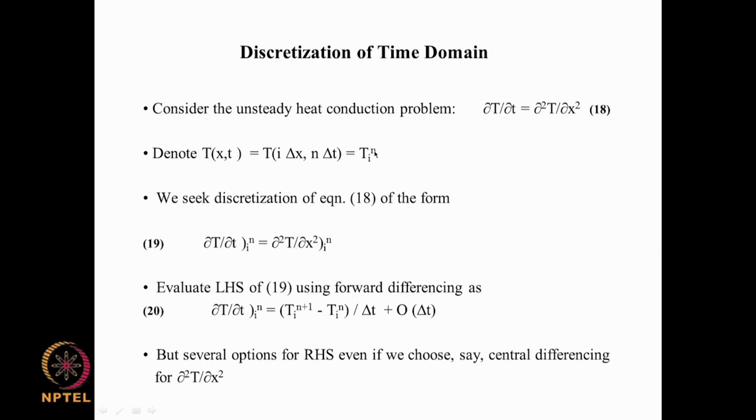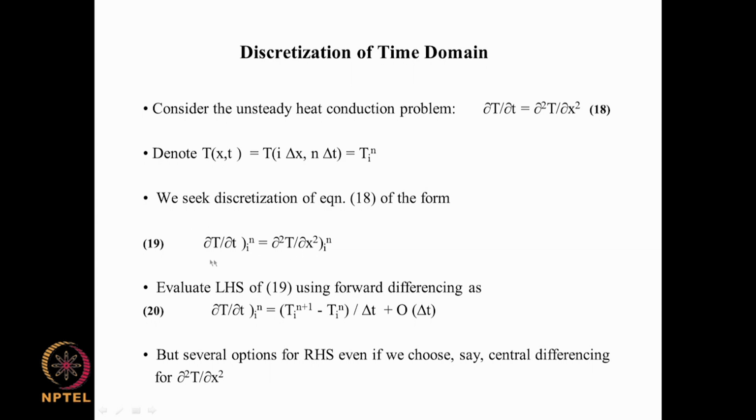This is the usual convention that is followed. So this implies the value of T at the spatial grid location of I and the time step location of n. We would like to discretize this equation at the point I comma n, just as we were doing earlier for I comma j. Here we have I comma n, where the n superscript indicates the time index. So on both sides we are evaluating the derivatives at I comma n.